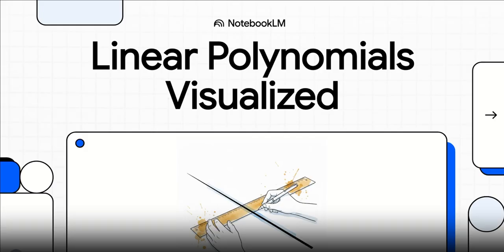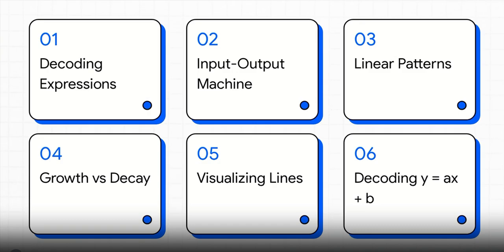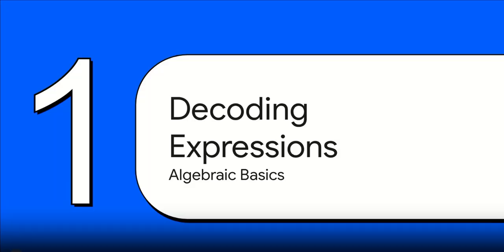So whether you're just looking to brush up on some rusty math skills, or you're a focused learner who wants a direct visual grasp of how numbers shape our everyday world, you are definitely in the right place. Let's get into it. Okay, let's take a quick look at our roadmap for today. We've got 6 steps. We'll start by decoding algebraic expressions, then build the input-output machine, move on to spotting linear patterns, contrast growth versus decay, transition to visualizing lines on graphs, and wrap it all up by decoding y equals ax plus b. First up, Section 1, decoding algebraic expressions.